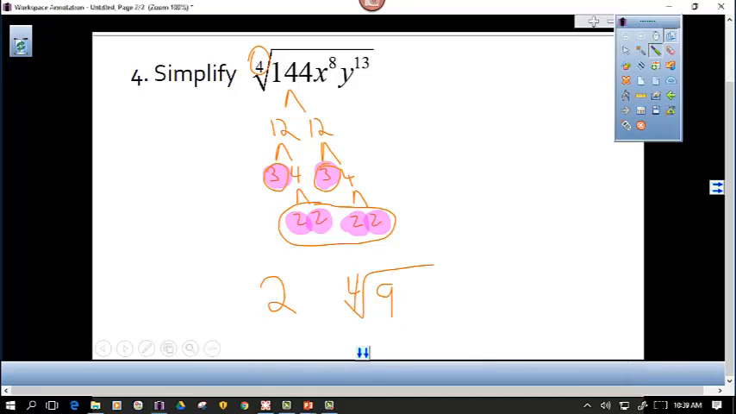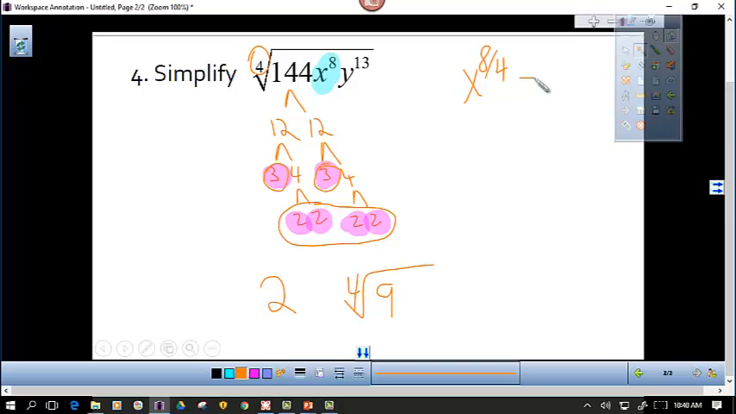So now I'm going to deal with my other parts, which are the variables. And remember what I do here. I take x to the 8th, and I divide it by the index number, and I see how many times it goes in. In this case, 8 divided by 4 gives you 2. So that means you have an x squared that's going to pop out of the radical. And I do the exact same thing with the y.